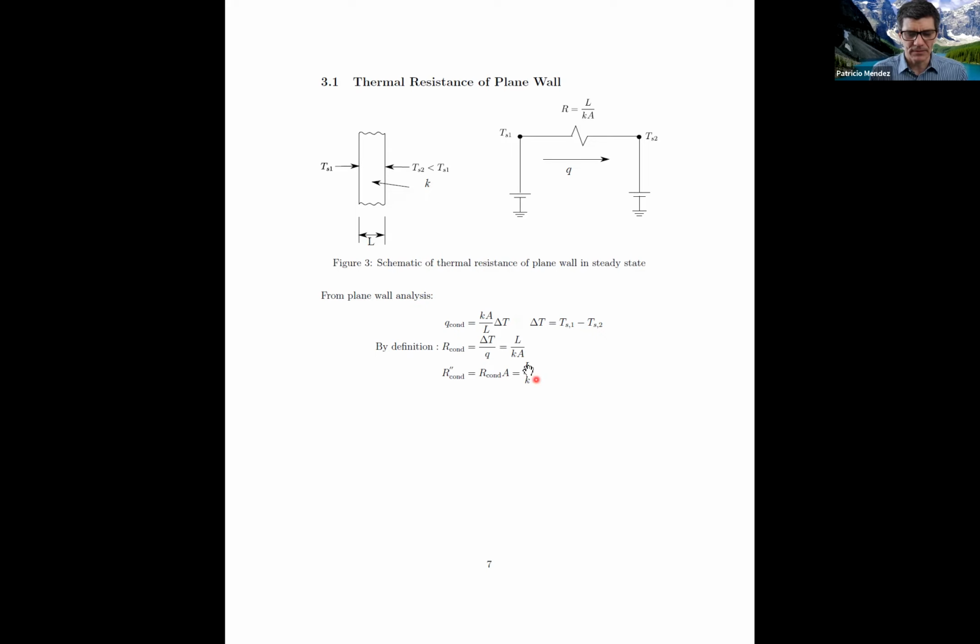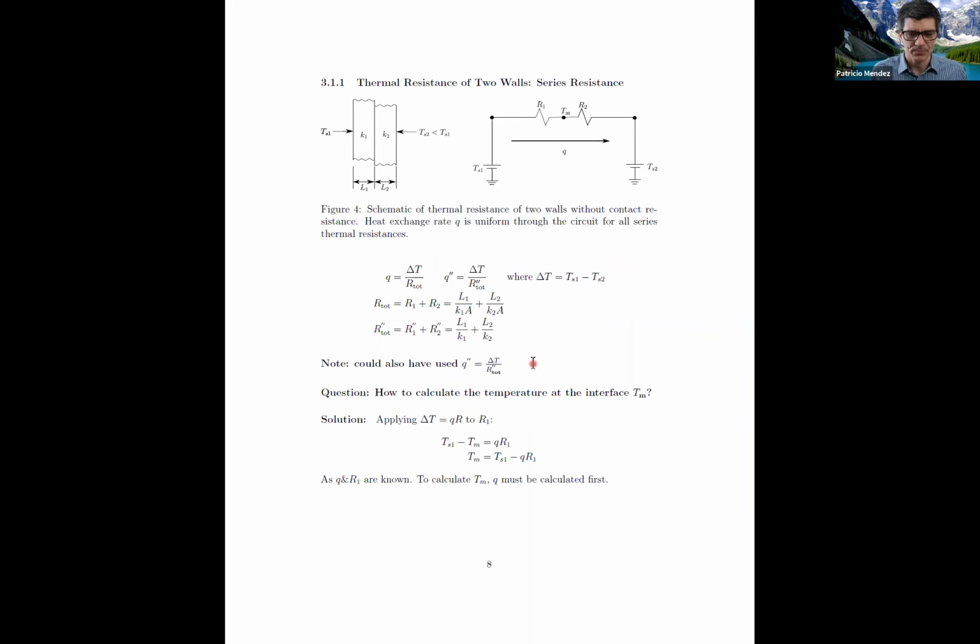Okay, resistance per unit area is higher with thicker walls, and lower with more conductive materials. So let's look at the first problem that would be very difficult to solve just by standard heat transfer, but it becomes very easy to solve by using the concept of thermal resistance. So let's consider heat flow, heat flux across two walls.